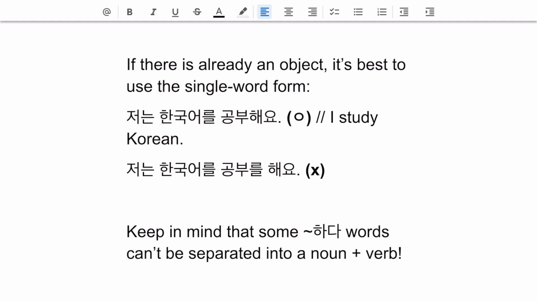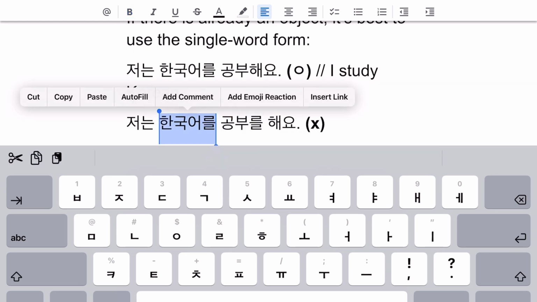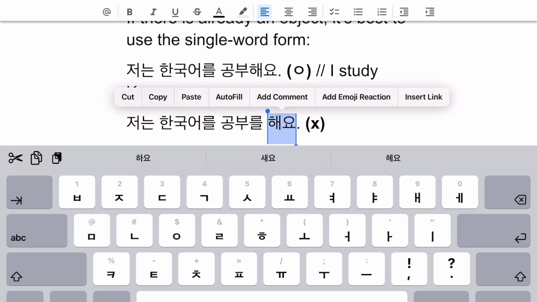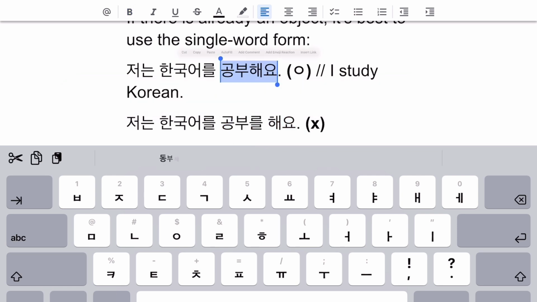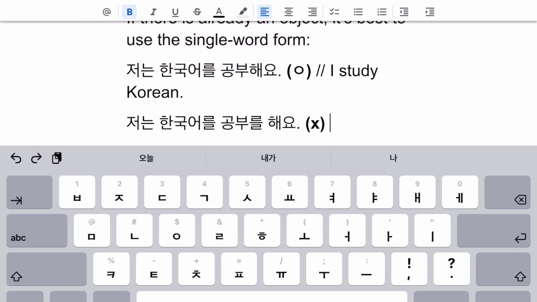In this sentence, we couldn't break up 공부 and 하다 because we already have an object. We can't have two objects. You see, that's not right. So 한국어를 공부를 해요 is incorrect. In this case, we would keep them together since we already have an object in place. We can only have one at a time.